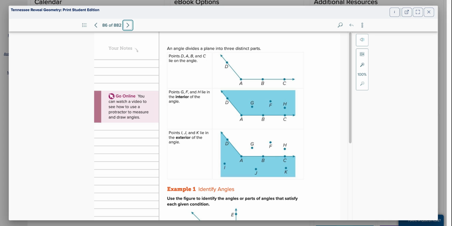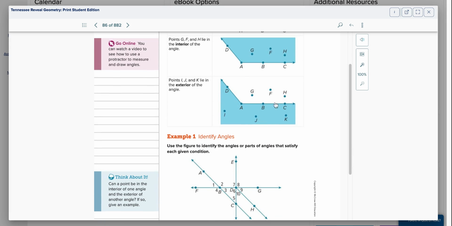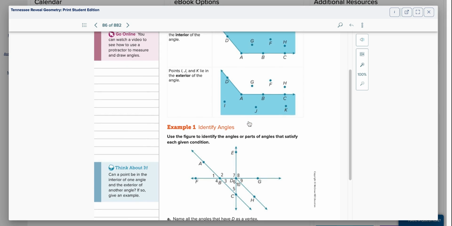Angle divides a plane into 3 distinct parts. Okay, so we've got interior and exterior. Interior means that you are sitting inside something. Like if you're sitting inside your house right now, you're in the interior of your house. If you were to go outside, you would be in the exterior of your house. Same thing for geometry and angles. This blue shade right here is in the interior of your angle. So points G, F, and H are all interior points. And if you're talking outside the angle, I, J, and K are all exterior points of your angle.